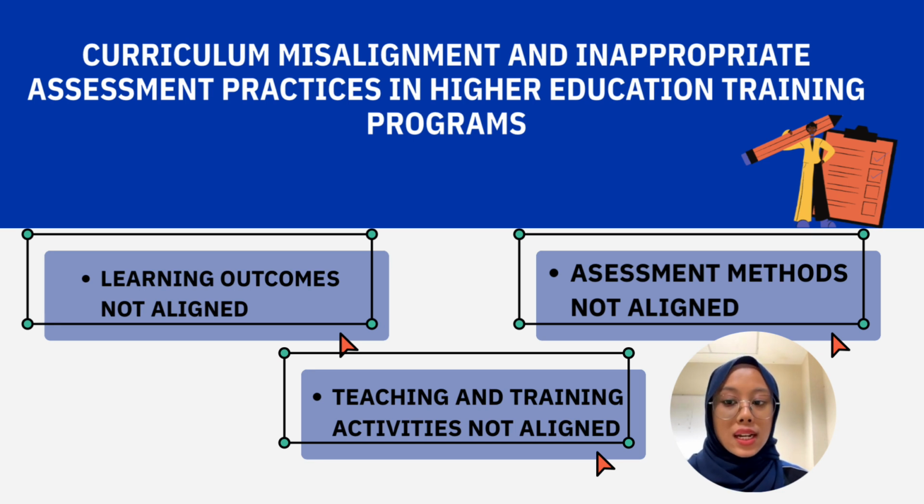The main issue highlighted in this article is curriculum misalignment and inappropriate assessment practices. Curriculum misalignment happens when learning outcomes, teaching or training activities, and assessment methods do not match each other. As a result, students may be trained on certain content but assessed on something different, which may reduce the effectiveness of training programs.